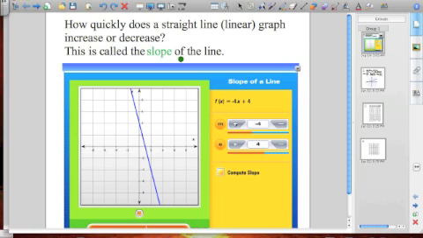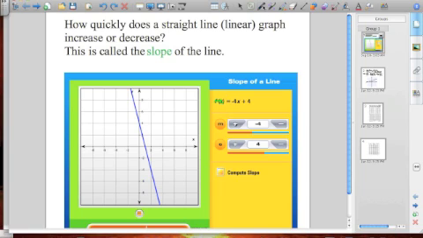If you take a look here, you'll see this looks very familiar. I told you in class that f of x is the same as y. We talked about that last time. So this looks very familiar. y equals something times x, ax, plus a number. And we said in class that the b is the y-intercept. So in this case, the y-intercept is 4.